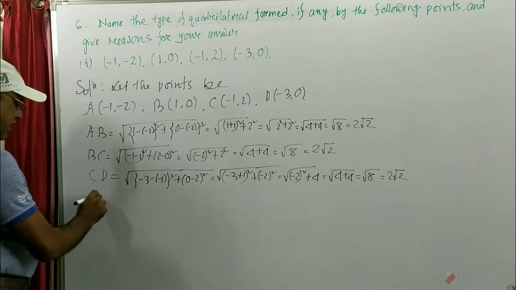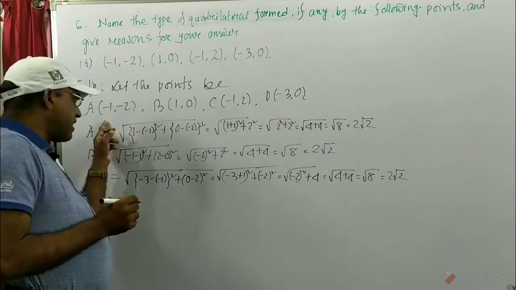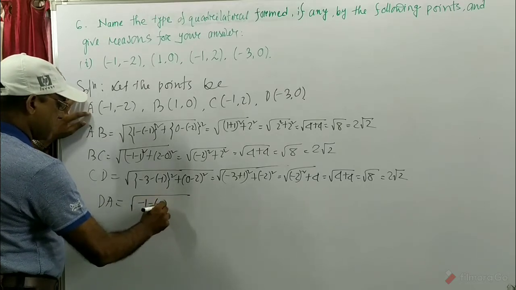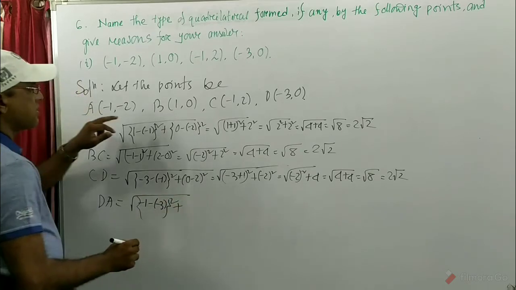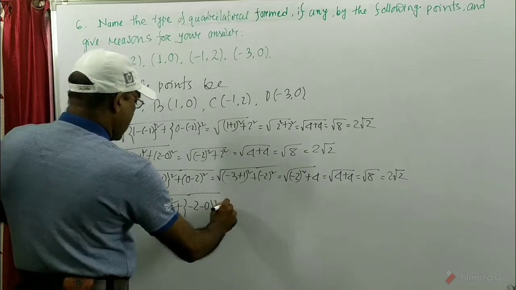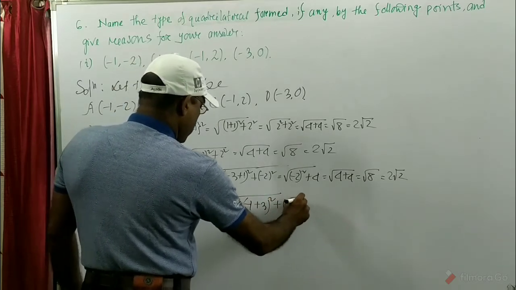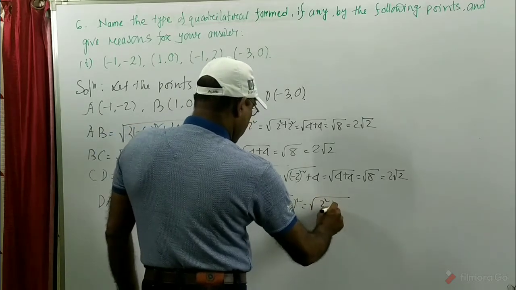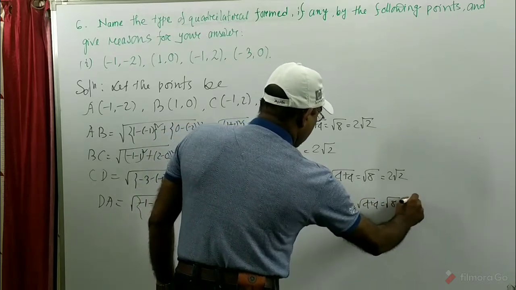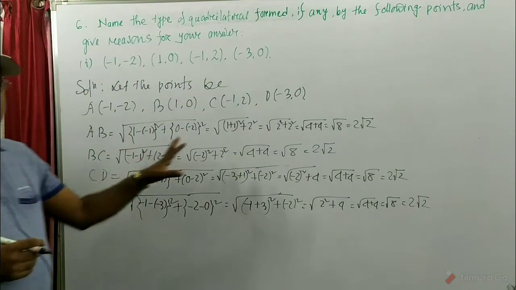Again DA. A, B, B, C, C, D, D, A. D, A, ending is A, we start from A. So this will be (minus 1 minus minus 3) whole square plus (minus 2 minus 0) whole square. And this will be (minus 1 plus 3) whole square plus minus 2 square, this is 2 square plus 4, 4 plus 4, this is root 8, this will be 2 root 2. So we get AB, BC, CD, DA, all the values are equal.